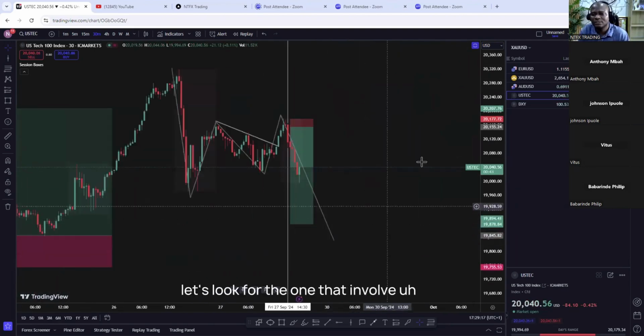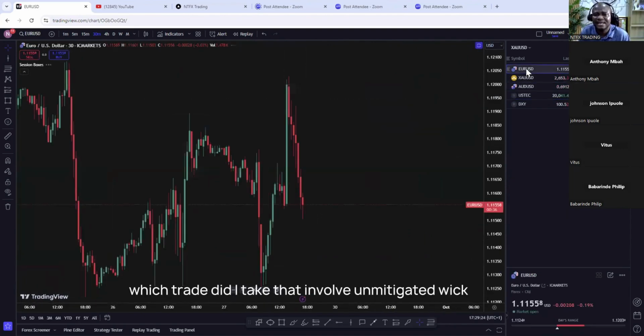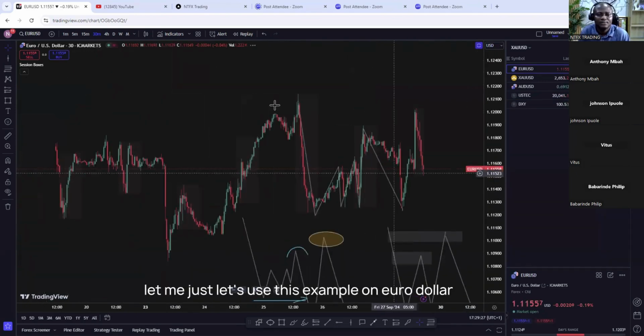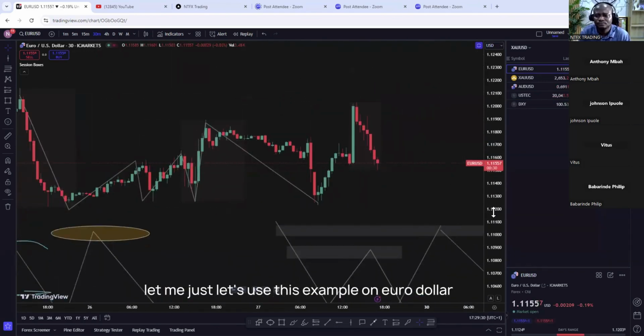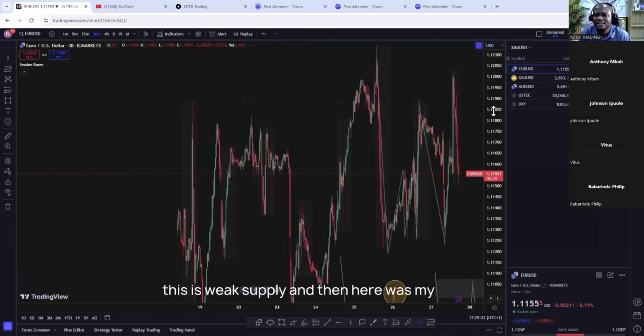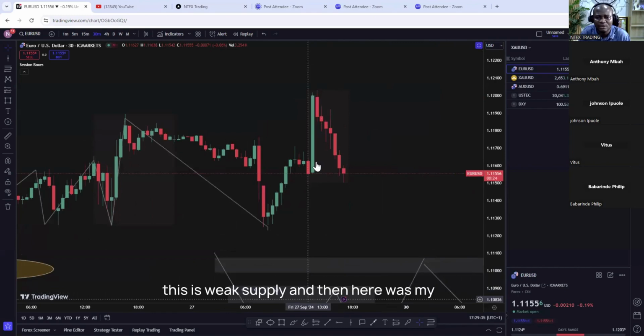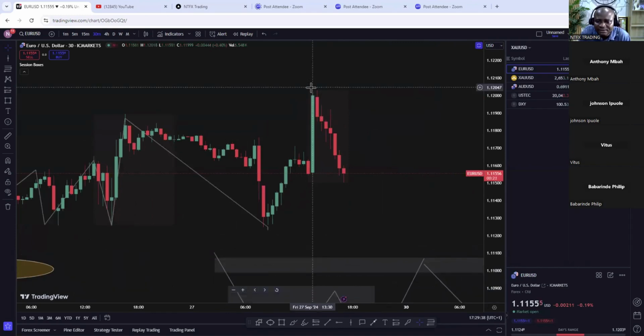Okay? Let's look for the one that involves unmitigated weak. How can I get that? Which trade did I take that involved unmitigated weak? Okay, let's use this example on EUR/USD. This is weak supply, and here was my mitigation. Look at my mitigation. Boom.